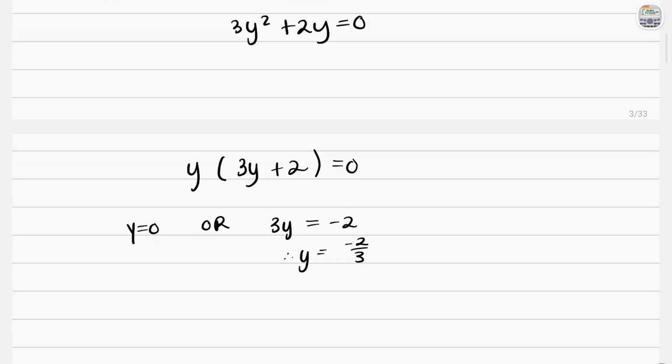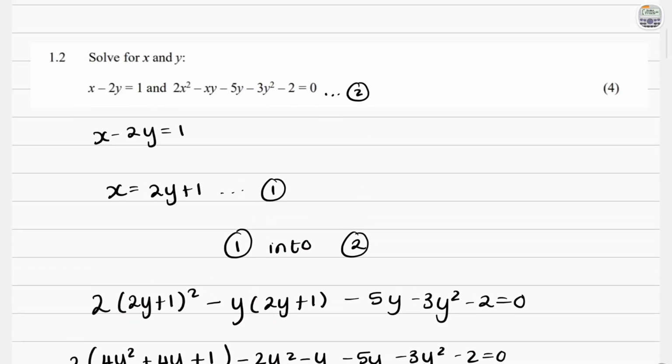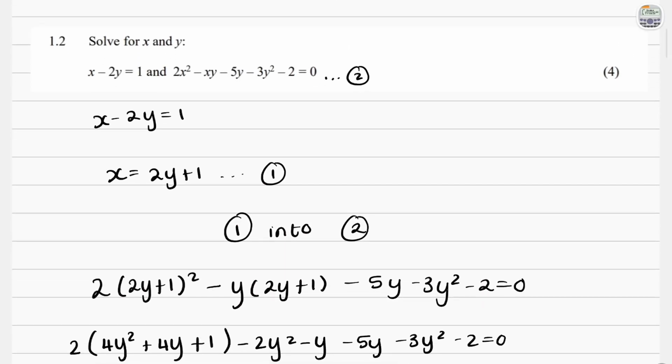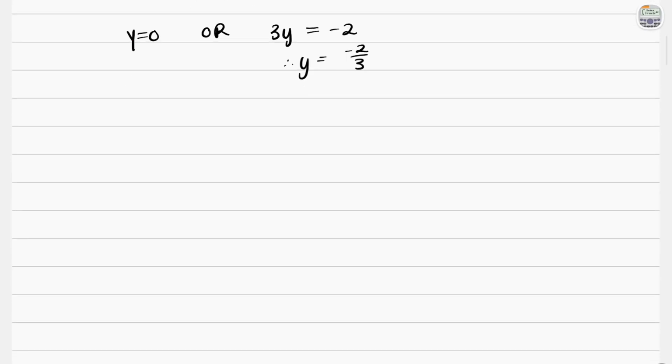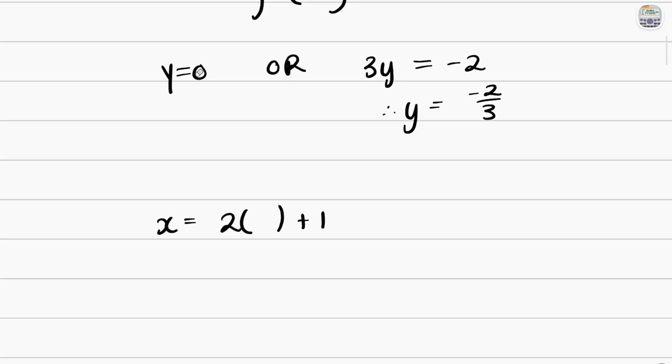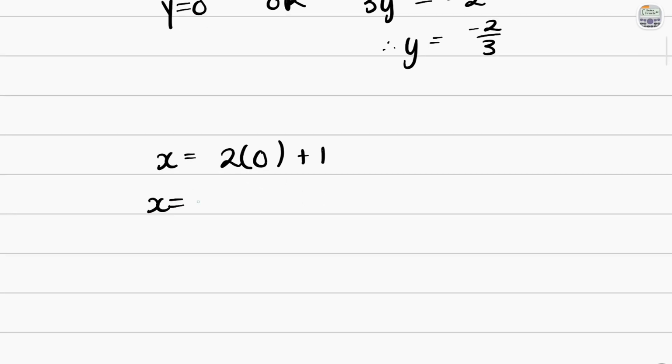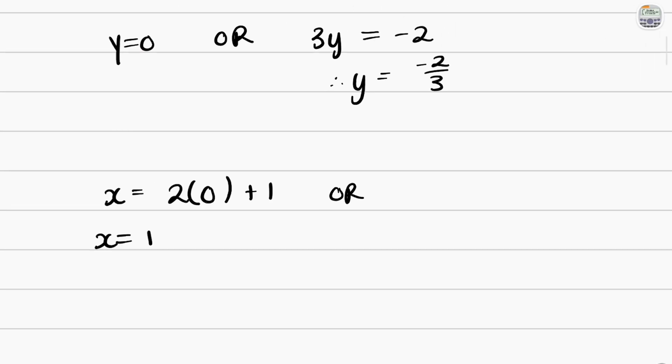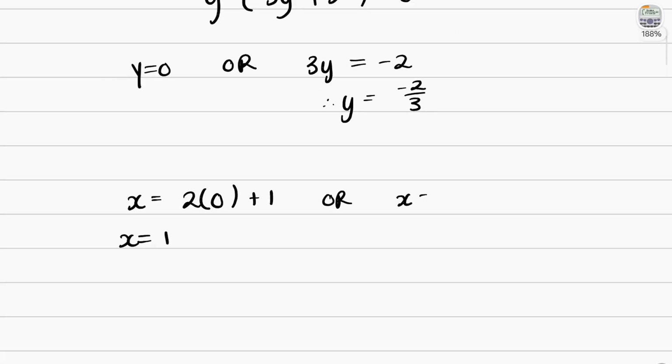And now we have to find the x values. So just look through your equations and look for the equation that has x as a subject. Okay, take that equation. And this is x is equal to 2y plus 1. So we'll say x equals 2y plus 1. And in place of y, we can substitute 0 to find out the x value that goes with this y value. So x is equal to 1, or, and again here we'll substitute this y value.